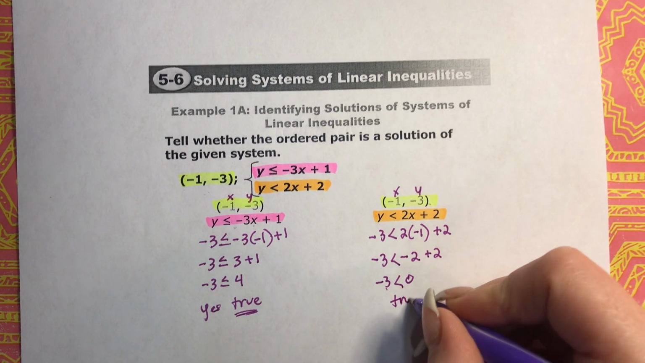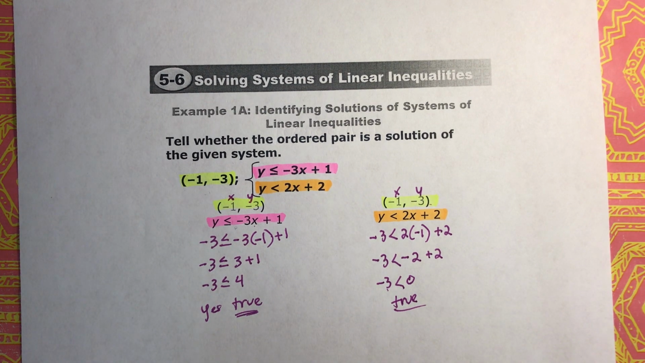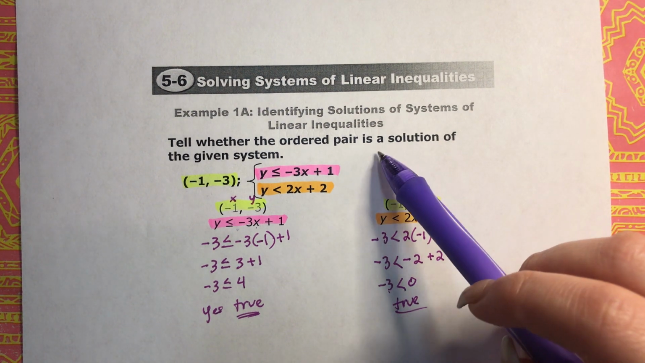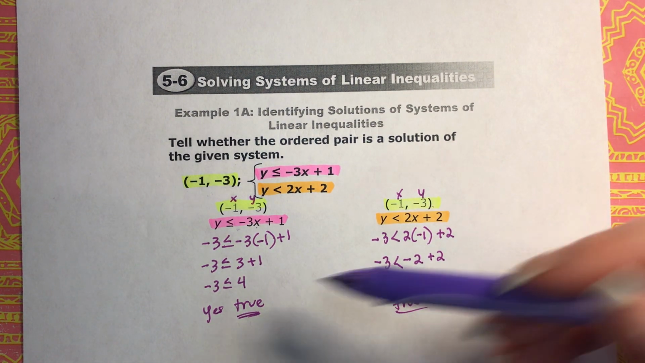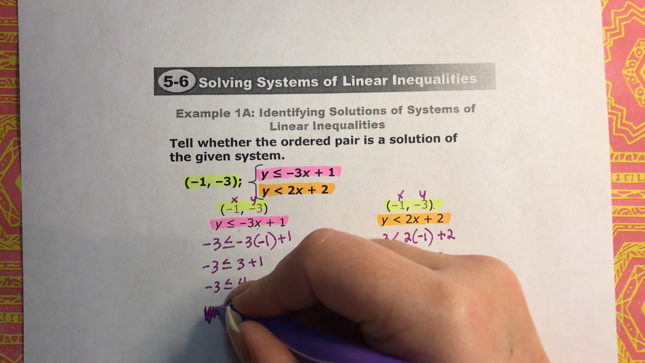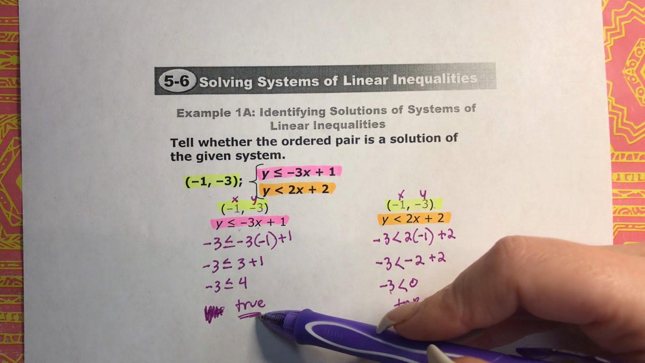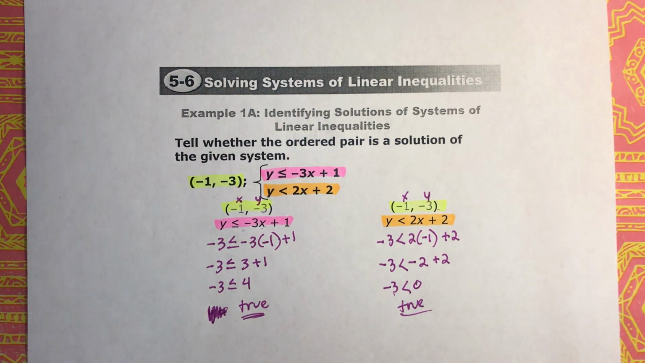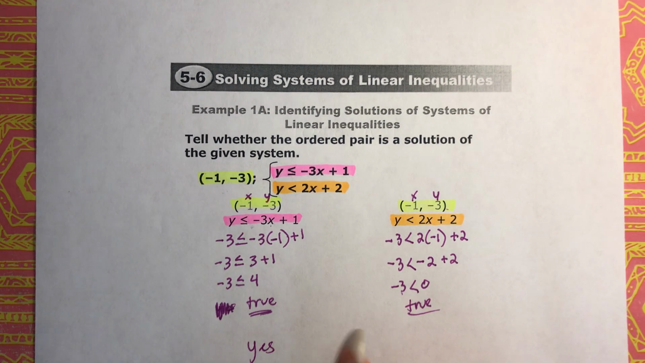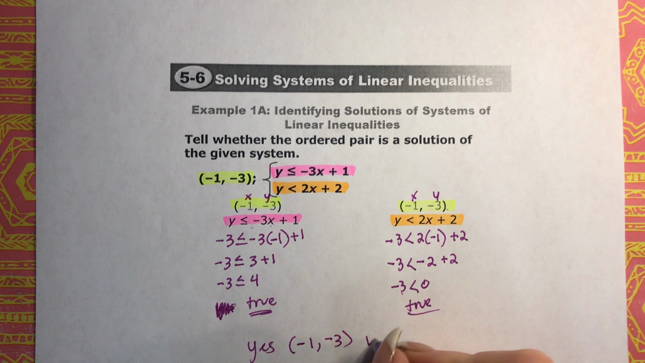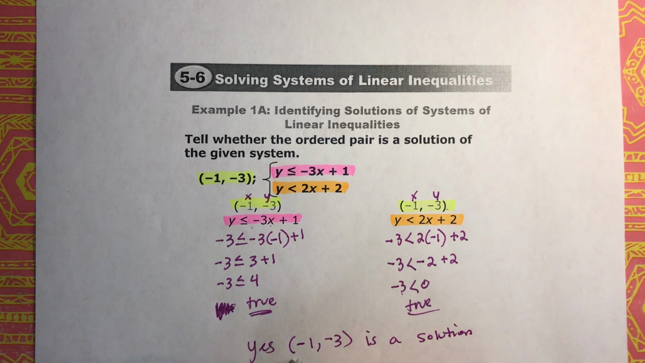And yes, it's true. Now, if this is all you have, then you're going to get it wrong because the question is asking you to tell whether the ordered pair is a solution of the system. Did you say that? No, we haven't said anything. I'm just going to pretend like this isn't there. We haven't said anything. So now, since we know that the ordered pair makes a true statement here and this ordered pair makes a true statement here, we can say, yes, (-1, -3) is a solution to the system.